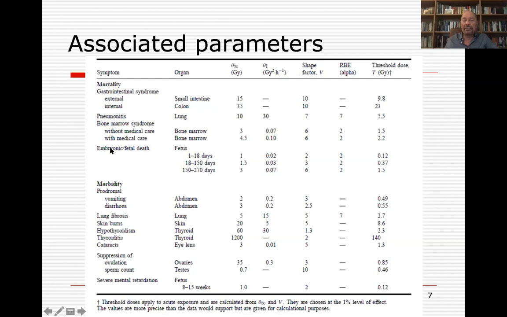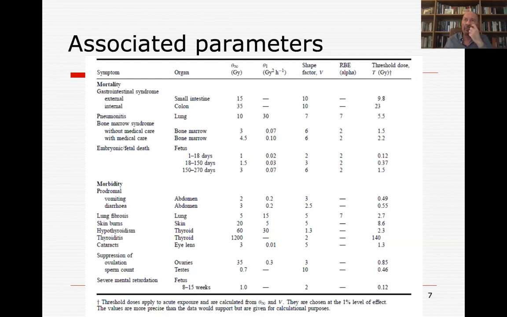Okay, this one is much lower. You see the dose for embryonic fetal death, depending on the gestation day. If you go to the initial embryo, the D50 is about 1 gray, which means that the threshold dose is only 0.1 gray. So even a relatively low dose can be fatal for the embryo, especially in the first 2 weeks. First 2 weeks really is a high probability of death.